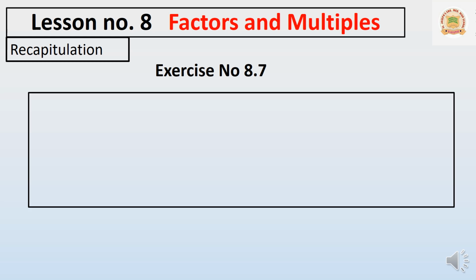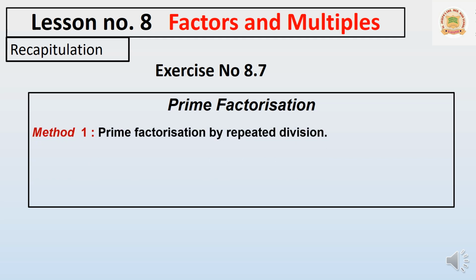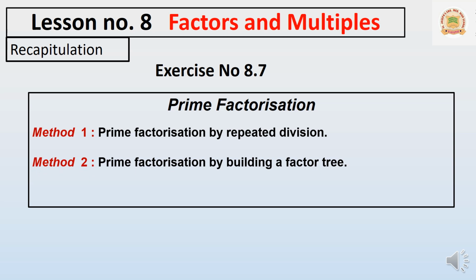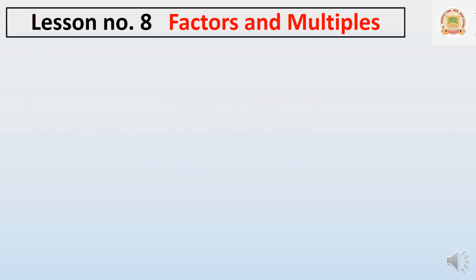In the last class, we completed exercise number 8.7, that is prime factorization. That is method number 1, prime factorization by repeated division, and prime factorization by building a factor tree. With this, we have solved exercise 8.7's question: find the prime factors of these numbers. This we have completed in the earlier video. Let us move to the next part of our lesson.